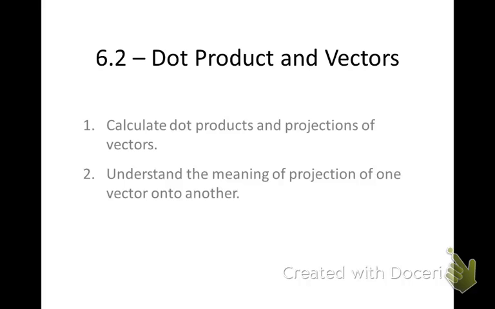All right, so today we're looking at dot product and vectors. Remember last time in 6.1 we did a very basic introduction to vector notation, how to add and subtract vectors, so pretty basic stuff. Today we're looking at dot product, which is the multiplication of two vectors. That's a little bit different, and then projection as well.